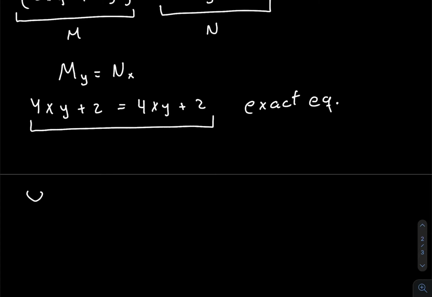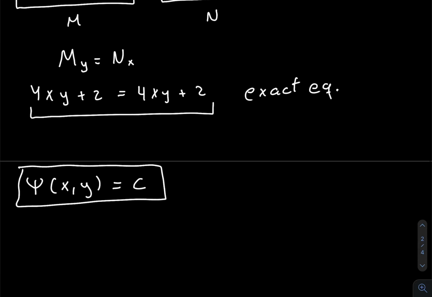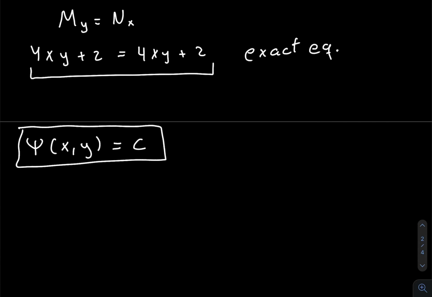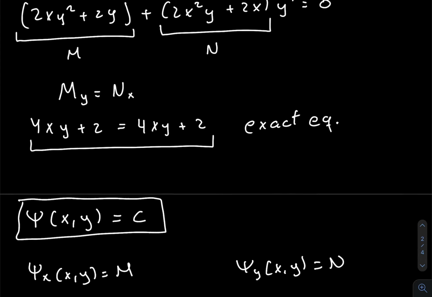Therefore, there exists a function psi of x and y that will be equal to a constant c, and this will be our solution of the differential equation. But now we need to find this function. So to find this function, we always say that the partial derivative of psi with respect to x must be equal to m, and the partial derivative of psi with respect to y must be equal to n. So let's solve for this.